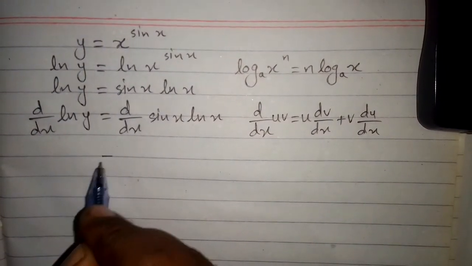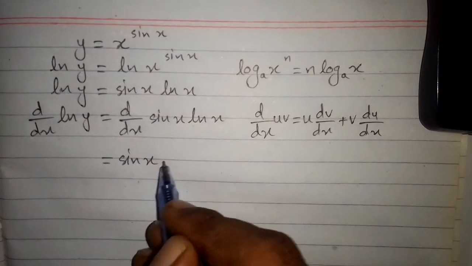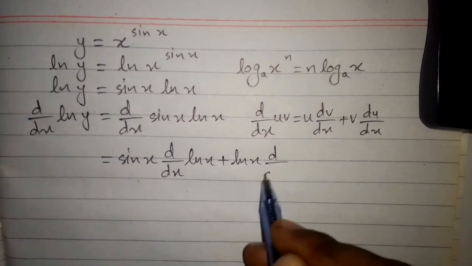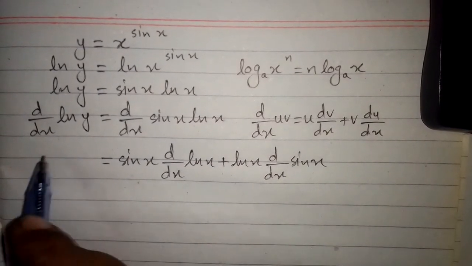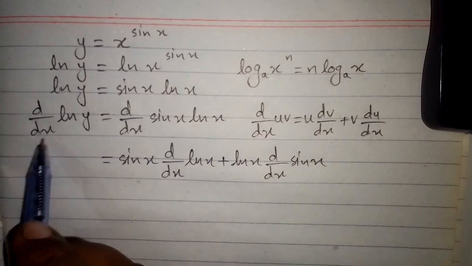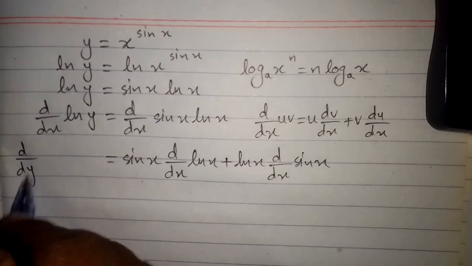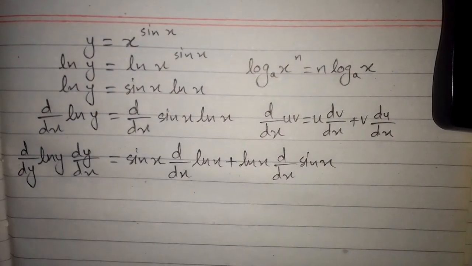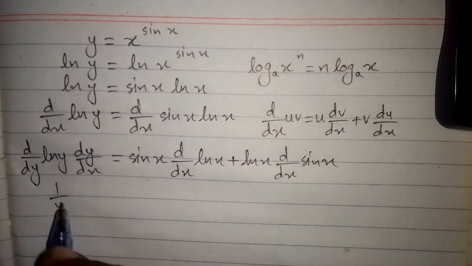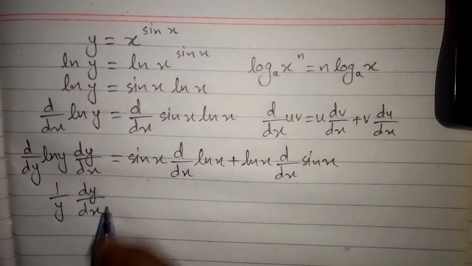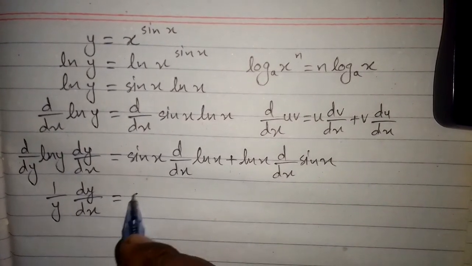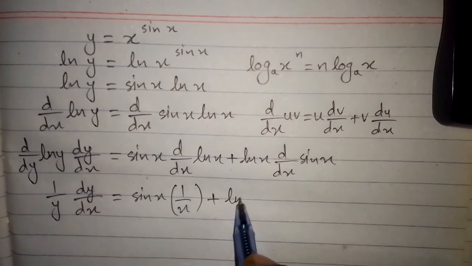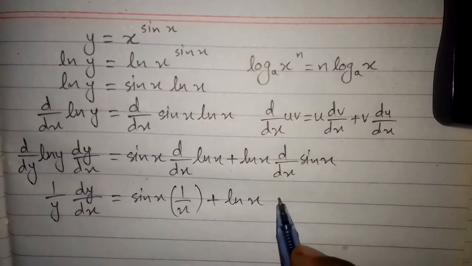So after applying the formula, we have sin x multiplied by the derivative of ln x plus ln x multiplied by the derivative of sin x. And here we cannot differentiate ln y with respect to x, so we will apply chain rule. So we have d by dy of ln y times dy by dx. Now the derivative of ln y is 1 upon y. Then dy by dx is equal to sin x, and the derivative of ln x is 1 upon x. Then plus ln x, and the derivative of sin x is cos x.